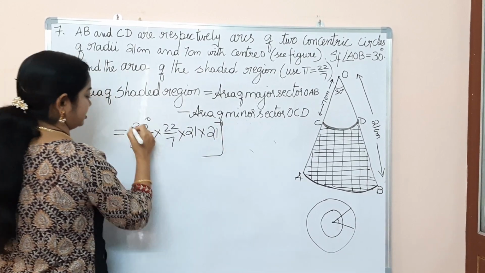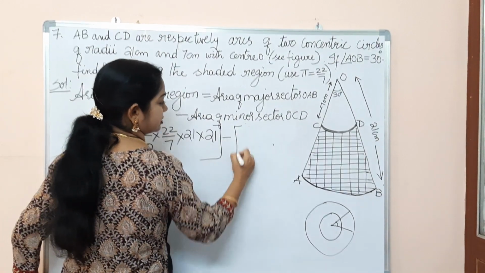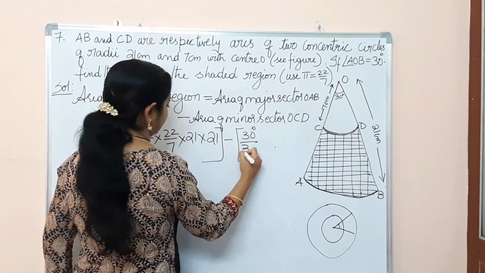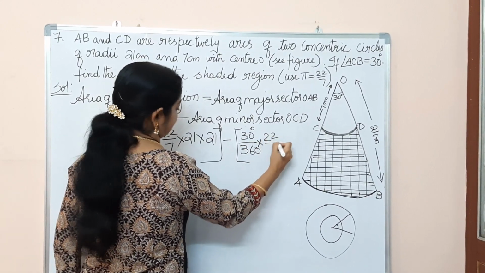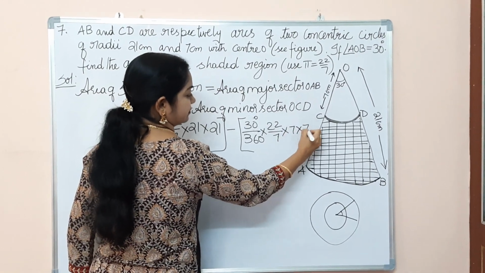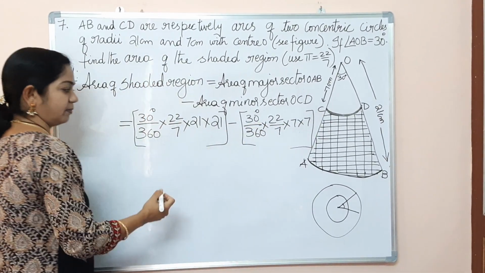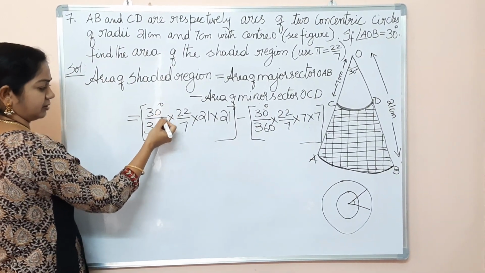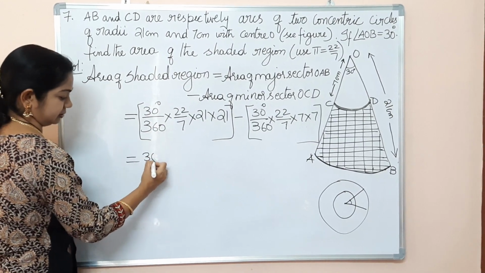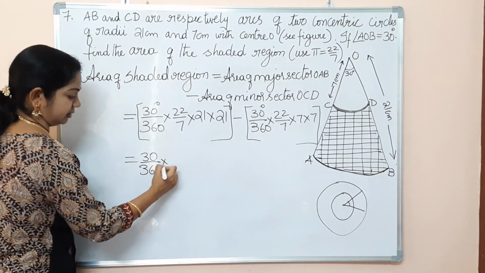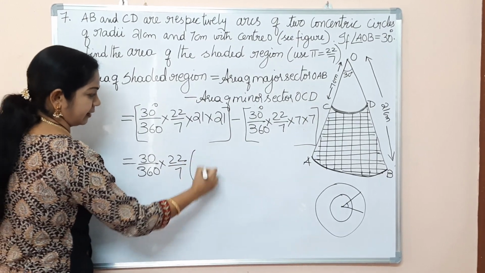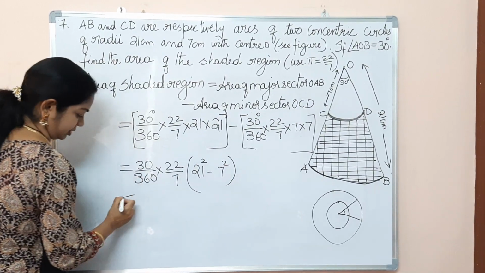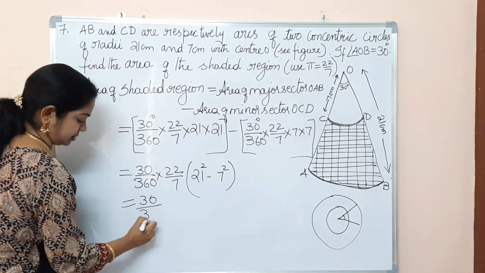So this is the major sector area minus the area of the minor sector. That is again 30 degrees by 360 into 22 by 7 into 7 into 7. So we'll take 30 by 360 and the pi value as common. Here 21 square minus 7 square. So you can simplify it and get the answer.